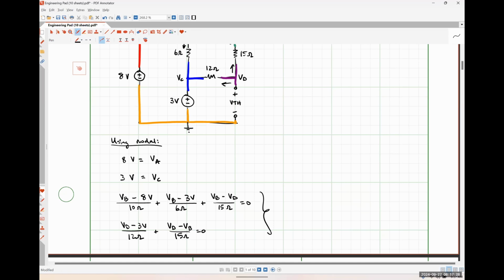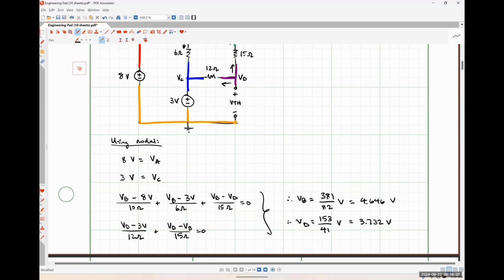Solving that system of equations, I find VB to be 381 over 82 volts, or 4.646 for those of you that don't like fractions. And VC, sorry, I'm mistaken there. VD is equal to 153 over 41, or 3.732.